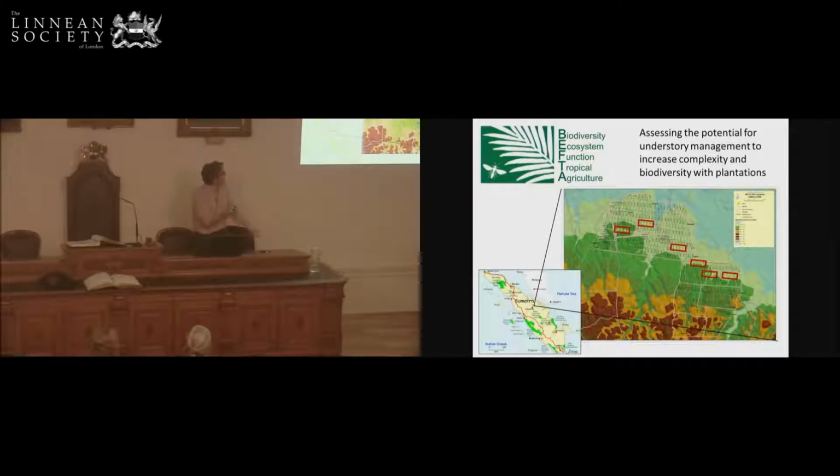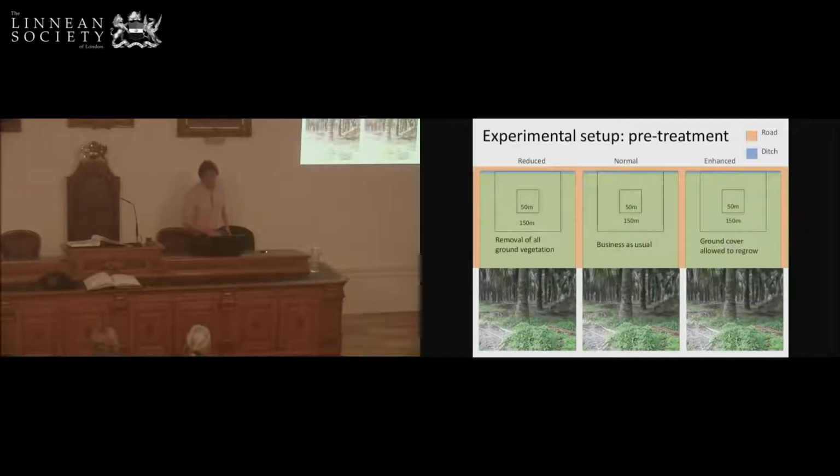So what we did, and we persuaded the oil palm company to do, was to change their management in certain plots, again, replicated plots across the environment. We had 6 different replicas, and each one of these I'm going to zoom into. We encouraged the oil palm company to manage their oil palm in different ways.